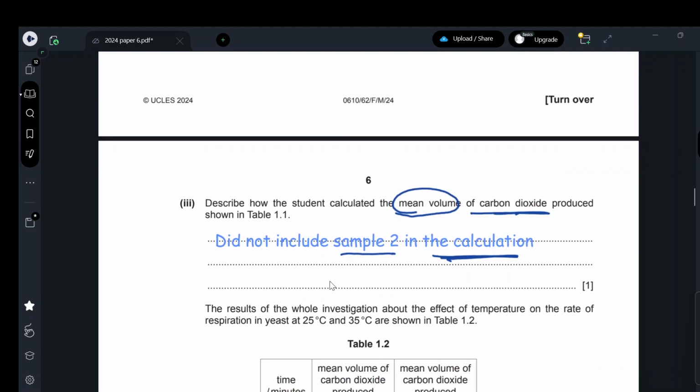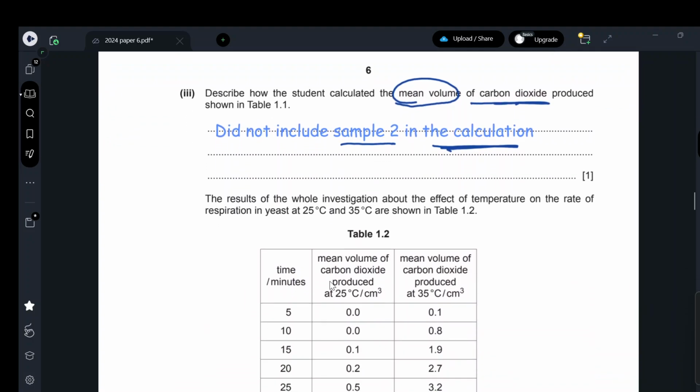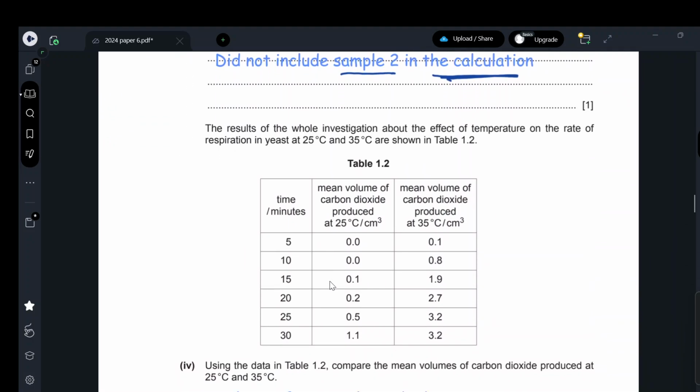The results of the whole investigation about the effect of temperature on the rate of respiration is shown. This is the table. Take a look at it, kid. When you measure the results every 5 minutes, he puts the time on the left side, like we just said. And I have the mean volume of carbon dioxide at 25 degrees, mean volume at 35 degrees. These are your results.